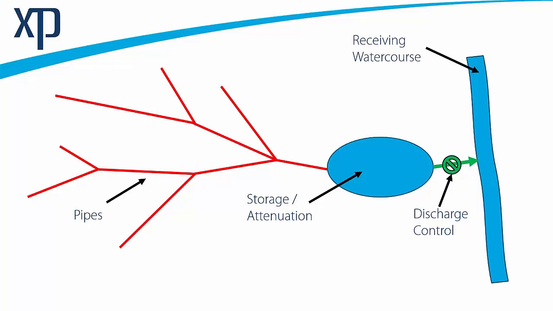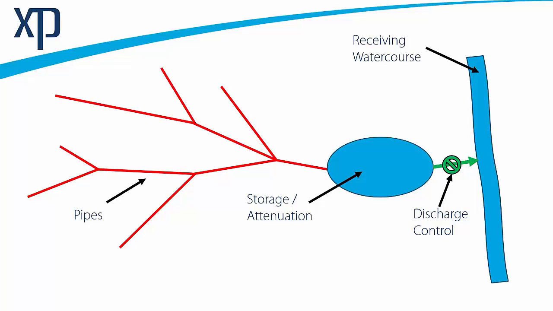What we'll then be moving on to do is to talk about the discharge control that you can see there on the right of the diagram. Now, whatever your system you're designing, you will be discharging into some sort of receiving water course.